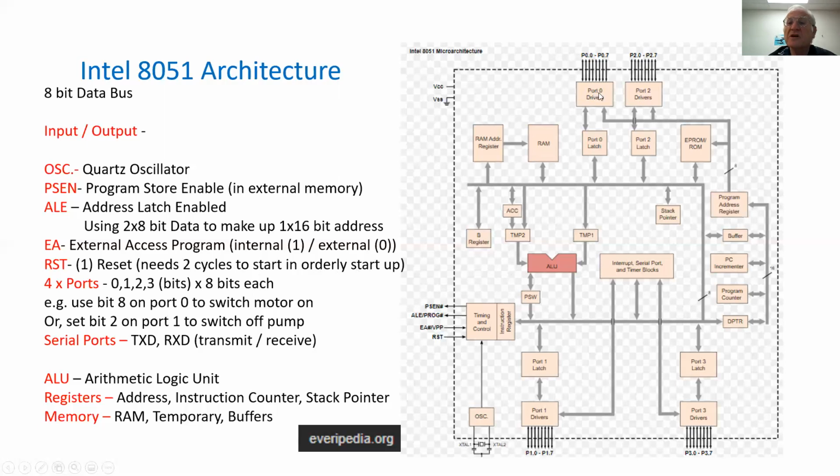There are 4 ports, port 0, port 2, port 1, and port 3. Each one has 8 bits. Each one of these bits can provide a signal. For example, bit 8 on port 0 could be used to turn on a switch of a motor, or bit 2 on port 1 can switch off a pump.